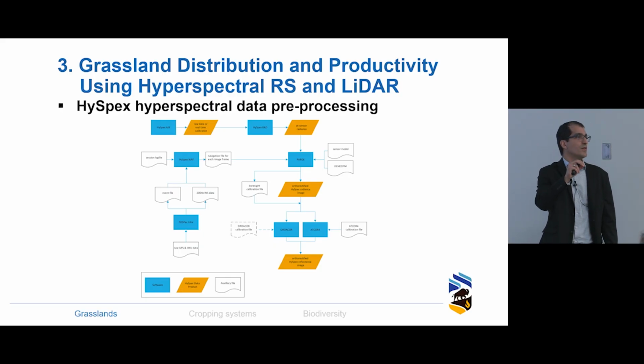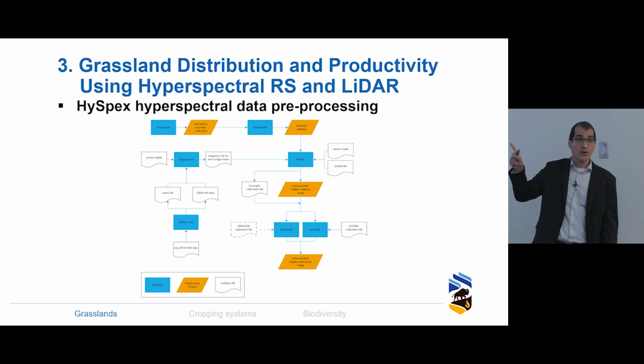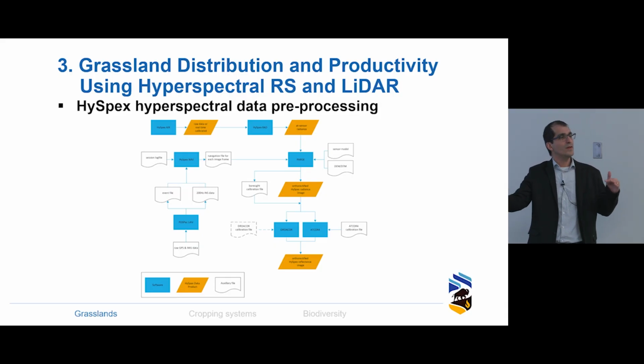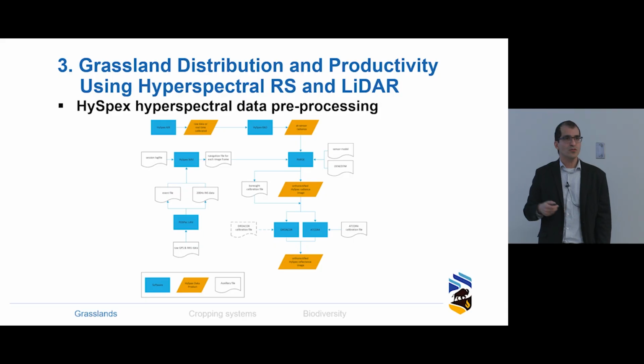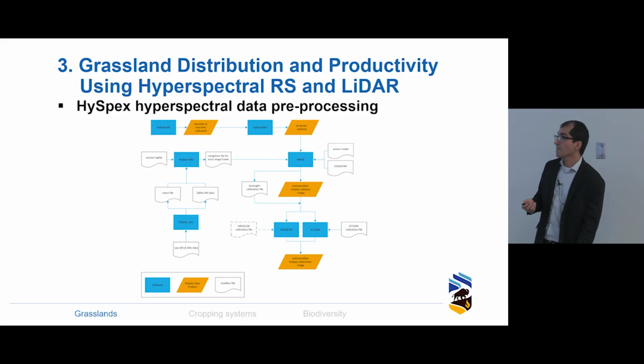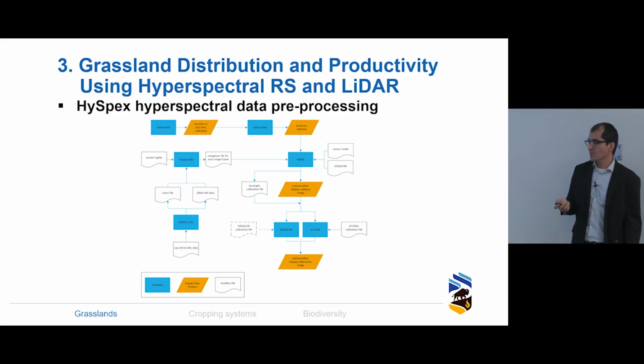This is the amount of the different pieces of software that you have to use from data acquisition all the way to the final product. As you can see in orange, this product is changing its format as it goes along. Besides, all the white boxes mean different types of inputs that you need to provide. This could be files or different information. So it's quite a complex process.